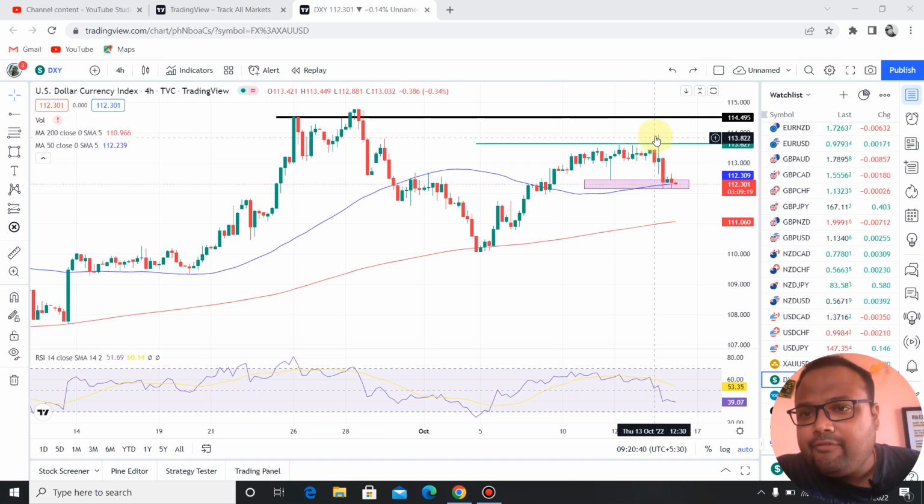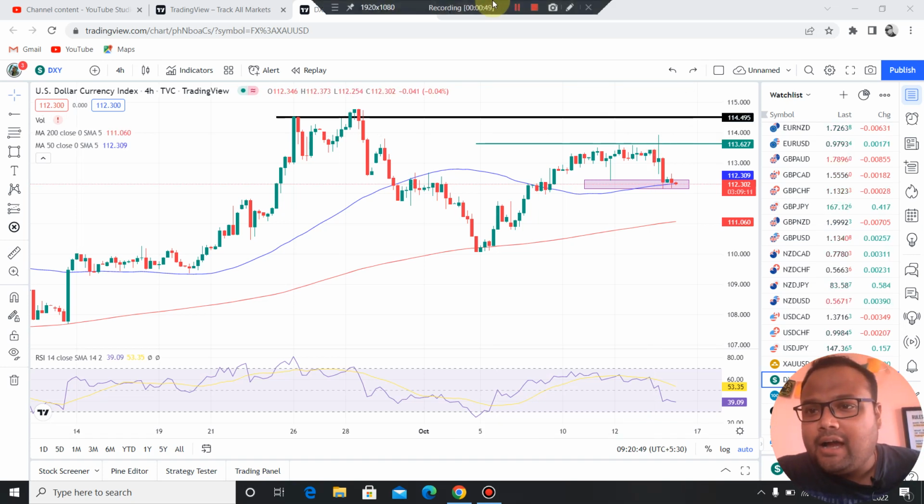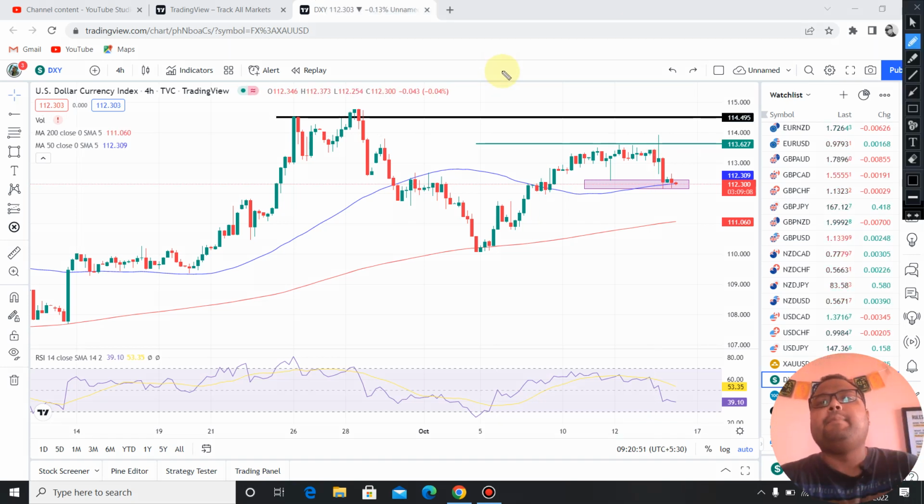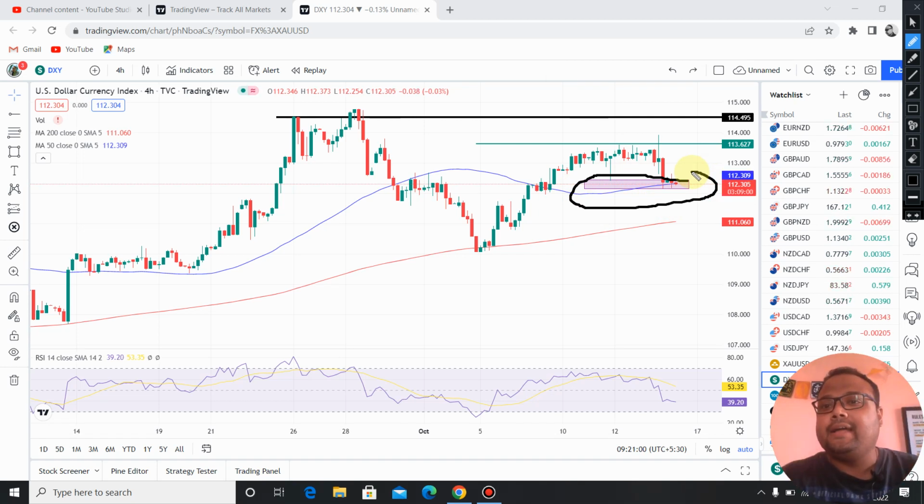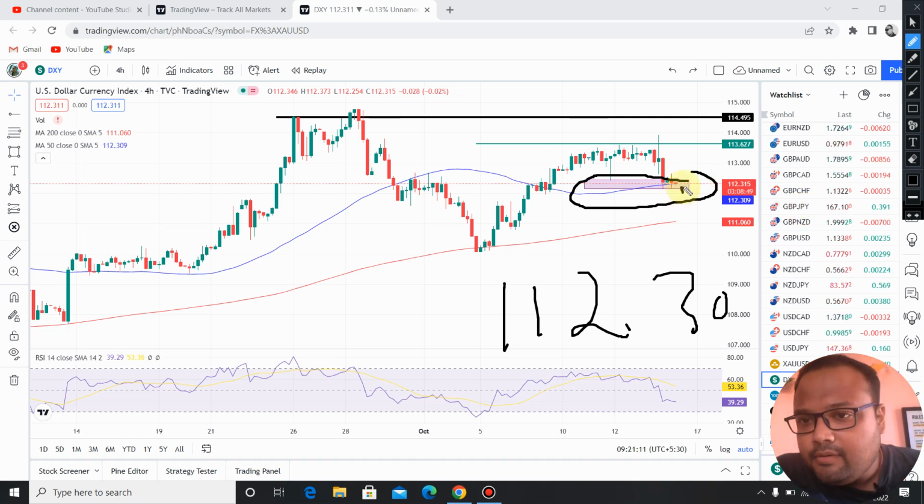And you can see after making a high of 113.89, the market came down. Right now, DXY is standing at 112.30, the support level we have been talking about for the last couple of days in our Euro USD and GBP USD video. So this is a temporary support for DXY right now, 112.30. During the European session or US session, if we see a red candle here, then obviously there will be further correction on the chart of DXY and we will see further recovery on the chart of gold.